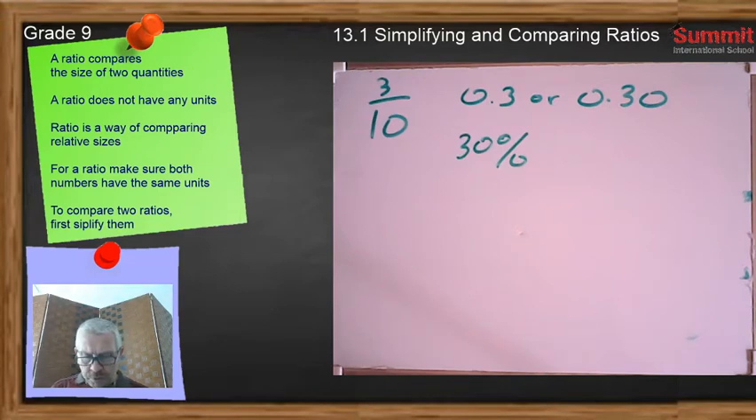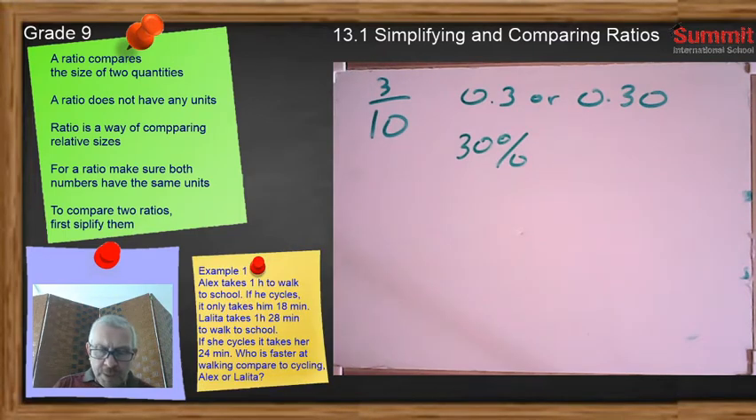Now let's solve our first example. Our first example is this one. Alex takes 1 hour to walk to school. If he cycles, it only takes him 18 minutes. Lolita takes 1 hour 28 minutes to walk to school. If she cycles, it takes her 24 minutes. Who is faster at walking compared to cycling, Alex or Lolita?